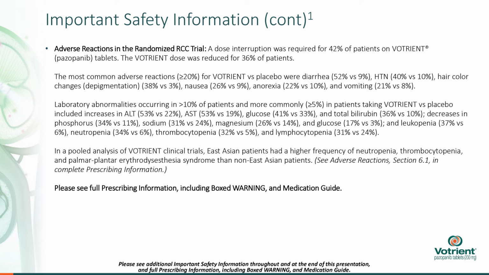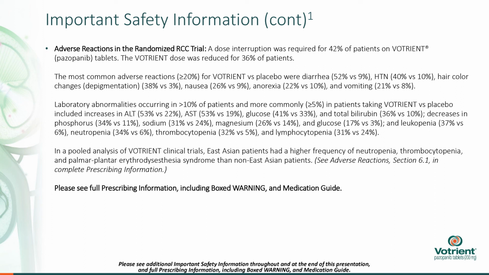Adverse reactions in the randomized RCC trial. A dose interruption was required for 42% of the patients on Votrient. The Votrient dose was reduced for 36% of the patients. The most common adverse reactions, 20% or greater, for Votrient versus placebo were diarrhea, 52% versus 9%, hypertension, 40% versus 10%, hair color changes or depigmentation, 38% versus 3%, nausea 26% versus 9%, anorexia 22% versus 10%, and vomiting 21% versus 8%.